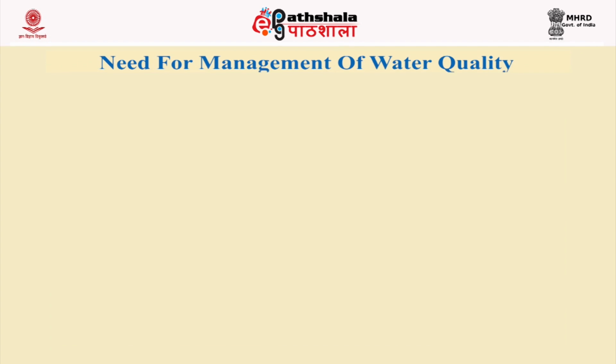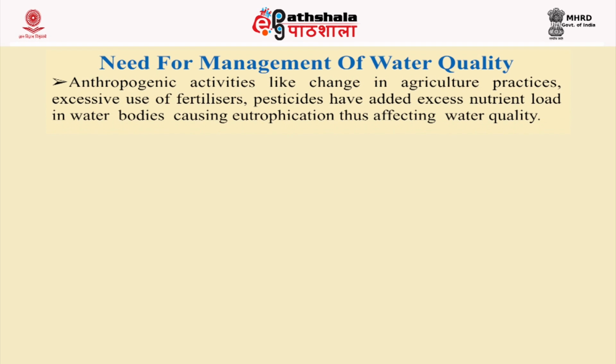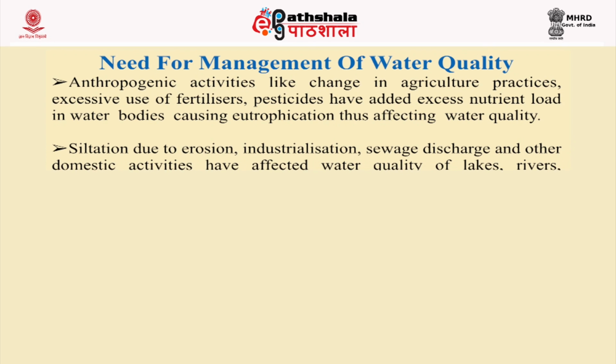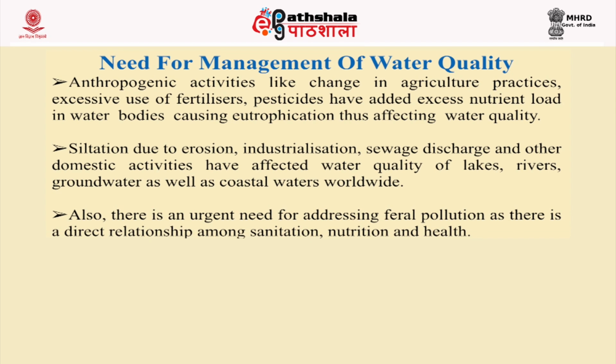Next is the need for management of water quality. Anthropogenic activities like change in agriculture practices, excessive use of fertilizers and pesticides have added excess nutrient load in water bodies, causing eutrophication, thus affecting water quality. Siltation due to erosion, industrialization, sewage discharge and other domestic activities have affected water quality of lakes, rivers, groundwater as well as coastal waters worldwide.